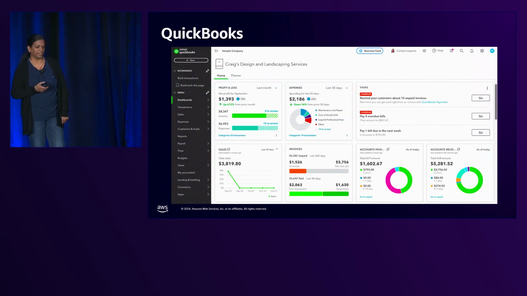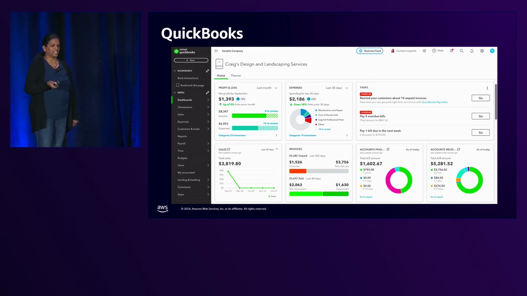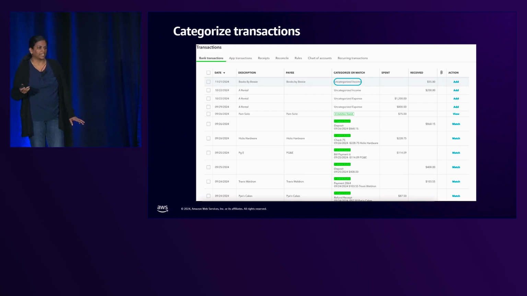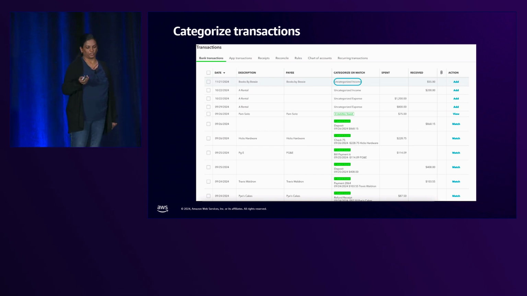So for this to happen, it's not magic. There's one important step between the transaction feed coming in and QuickBooks doing accounting for you. And that step is the categorization of transactions. So I want to show you what I mean by categorizing transactions. In this screen, you're seeing a list of transactions. Let's focus on the top 4. This first one says, Books by Bessie, you have got $55 on 11/21. Now, if this is indeed a sales transaction for your business, then you need to account for it correctly. You cannot leave it as uncategorized income. So you would change it to sales to indicate that this is indeed revenue for your business.